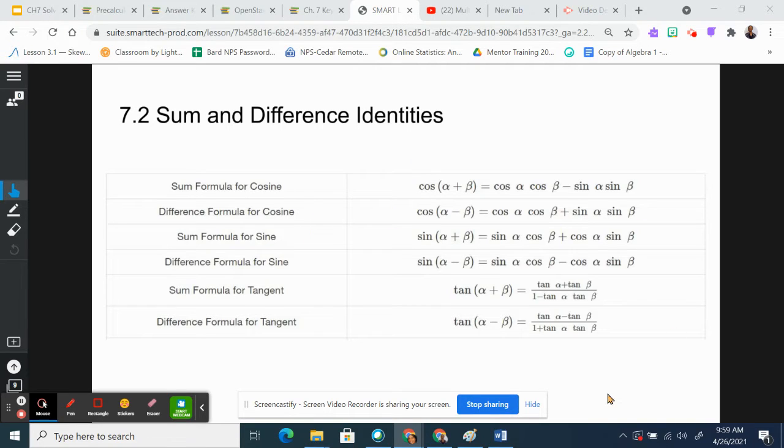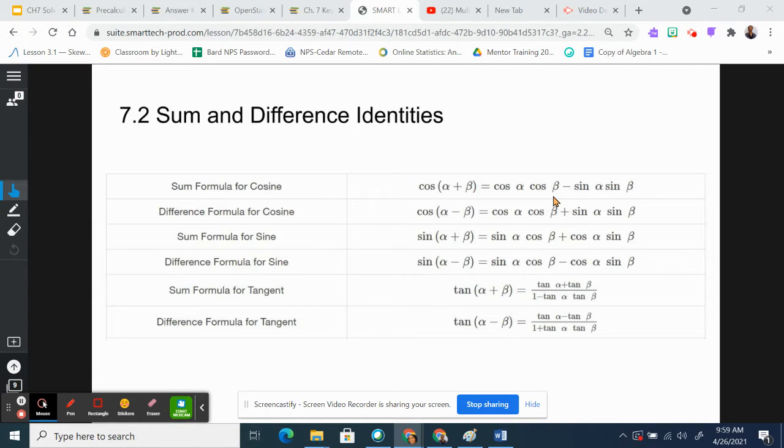So this is a reference. By no means do I want you to memorize this. You're just going to refer to it. The more you use it, you'll just get used to what they are. Notice that the cosine identity is always cosine of each angle minus the sine of each angle, and we're actually doing the opposite of a sine. So there are some patterns there, but you don't have to memorize them.